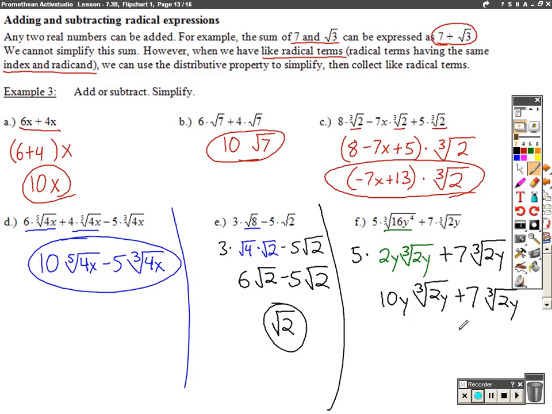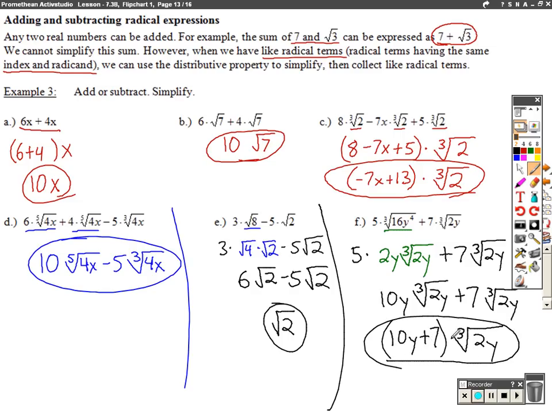I can factor out my like radical of cube root of 2y, and I can add my coefficients. Now, since these coefficients are not like terms, I can't call that 17. I just have to call it 10y plus 7. And since there's more than one term, I need to keep it in parentheses to indicate that that addition needs to be done first before this multiplication.